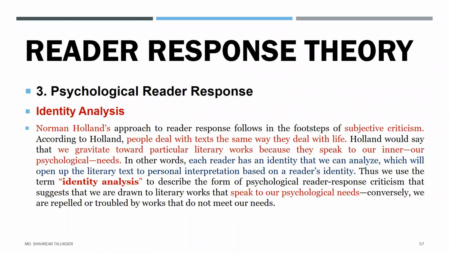Now, identity analysis. The first one was subjective analysis, then we have identity analysis. Norman Holland's approach to reader response follows in the footsteps of subjective criticism. So it's almost subjective criticism, but he interpreted it in a slightly different way. According to Holland, people deal with text the same way they deal with life. That means the way we deal with problems in our personal life, he's saying people also deal with the text in a similar fashion.